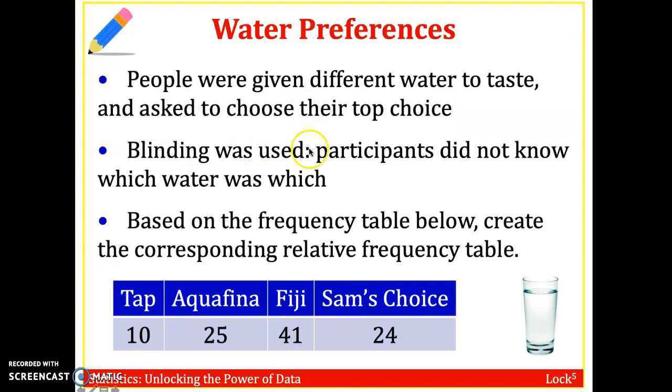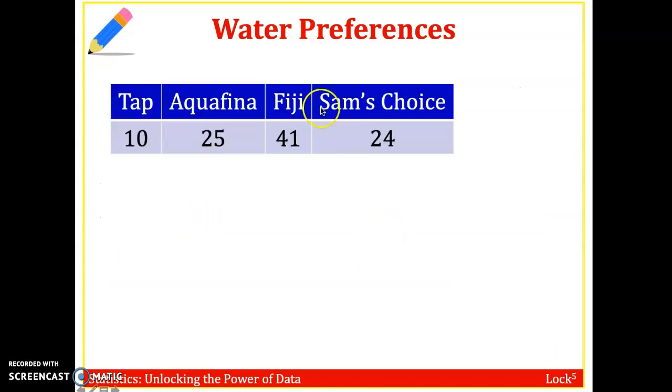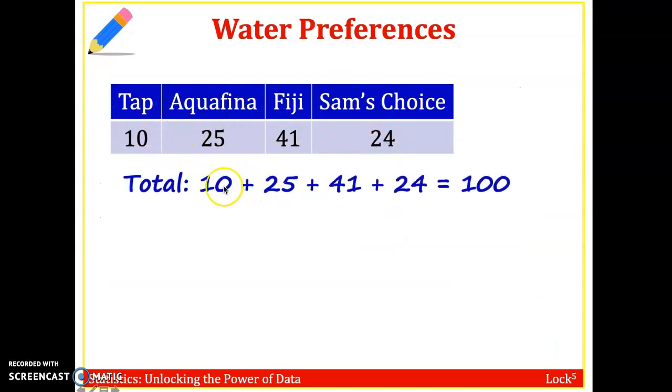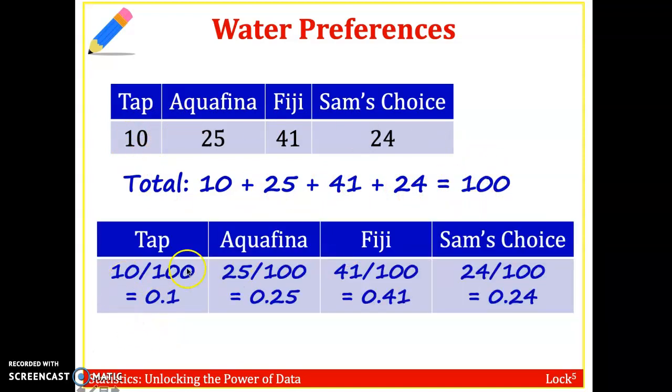So if we want to create a relative frequency table, all we need to do is first get a total. Okay, here are all the frequencies. What's the total? Add them up to get 100. And then take each of the frequencies and divide it by the total. In this case, it's 100, so the numbers convert very nicely: 0.1, 0.25, 0.51, 0.24. But of course, if the total is not a nice number, these decimals will be a little bit messier.